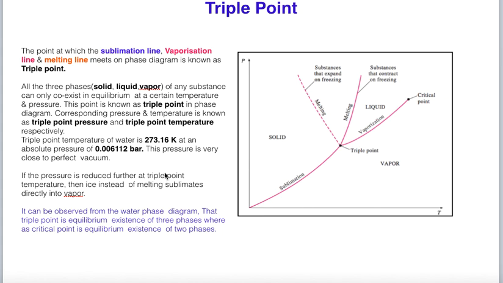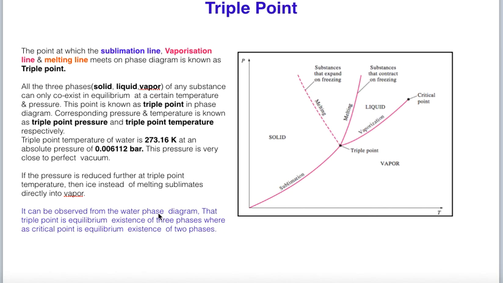If the pressure is reduced further at the triple point temperature, then ice, instead of melting, sublimates directly into vapor. So in this region, if we decrease the pressure, the temperature also decreases. The ice is not melting, it is directly converting into vapor.